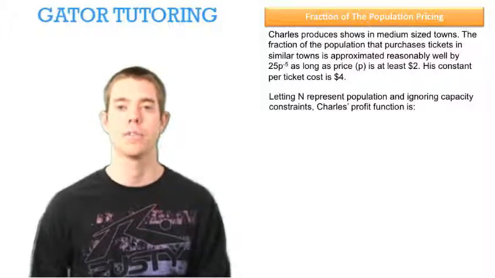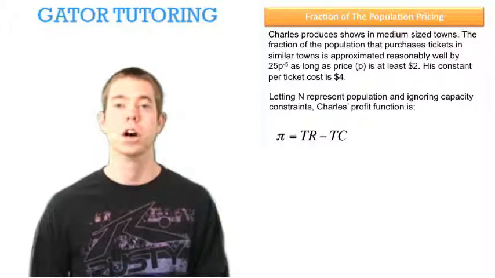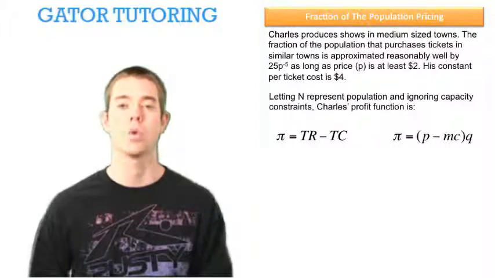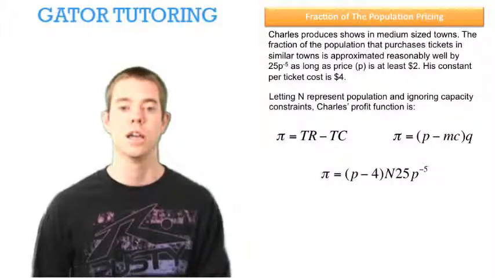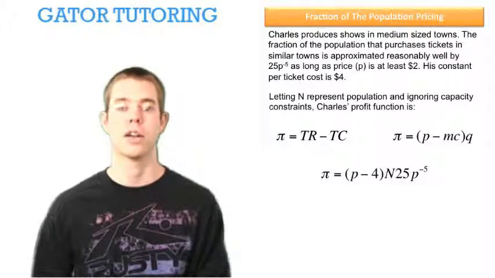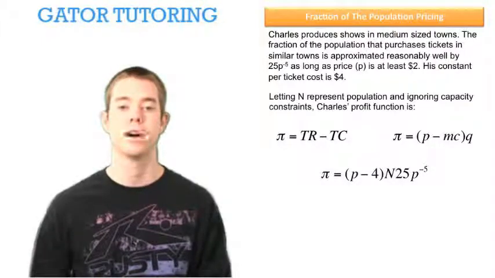So we need to solve for profit. Well, remember that profit is total revenue minus total cost. Another form we can write this in is (price minus marginal cost) times quantity. So let's plug in what we have. We know marginal cost is $4, and we know that quantity is the population size, in this case n, times the fraction of the population that actually purchased, in this case 25p^-5.